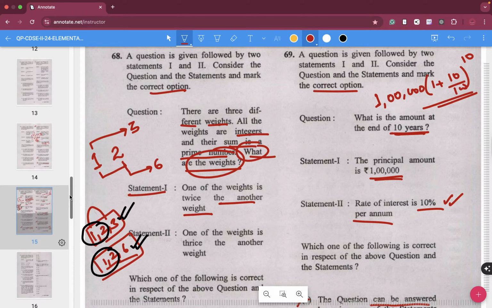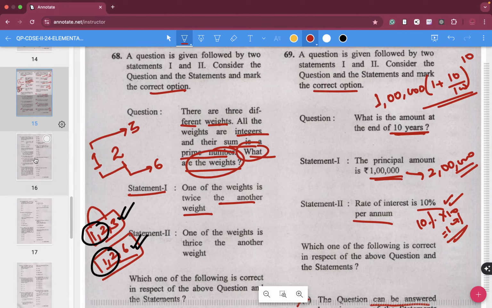If they have not given anything clearly, then you have to assume simple interest. Even if you assume simple interest, 10% per year into 10 years means 100%, so this 1 lakh will become 2 lakh, that's it. So we are able to answer the question for sure, folks.